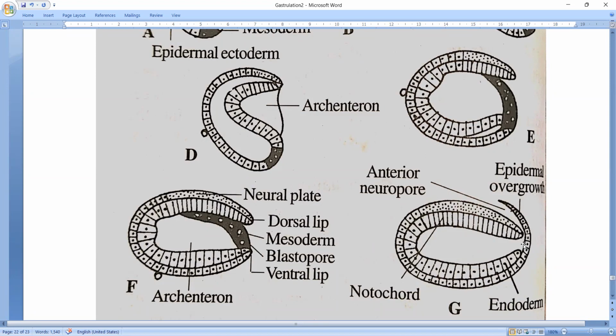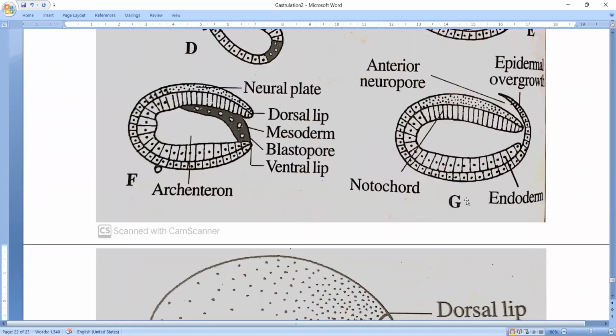So this blastopore will become the larva's or adult's anus, and the area opposite to this blastopore will become the mouth. That's why these are called deuterostomes.